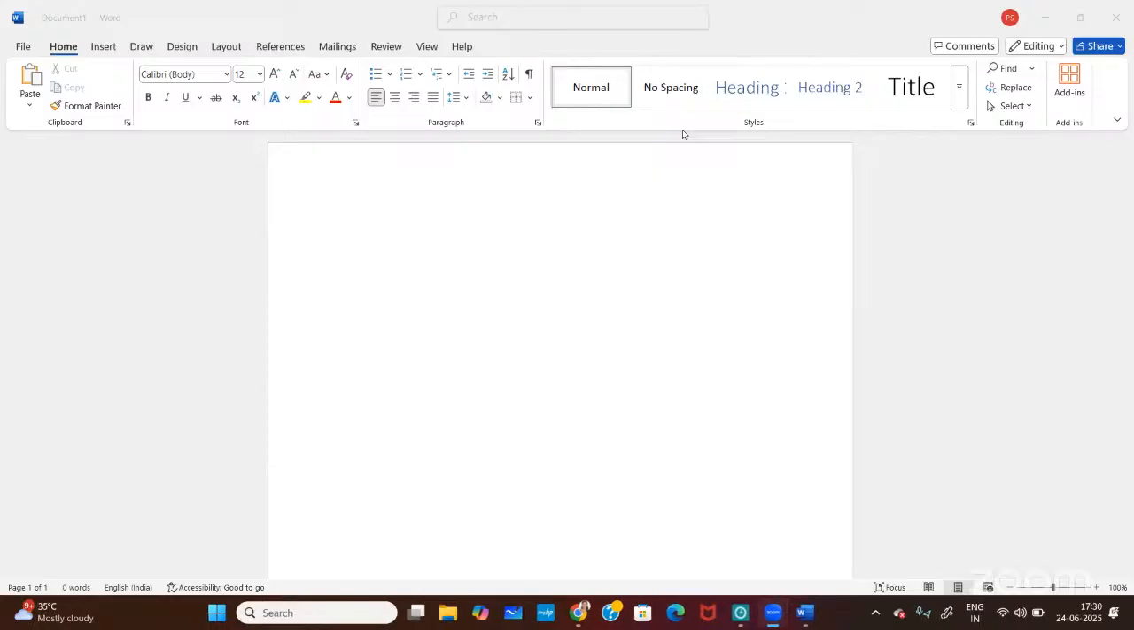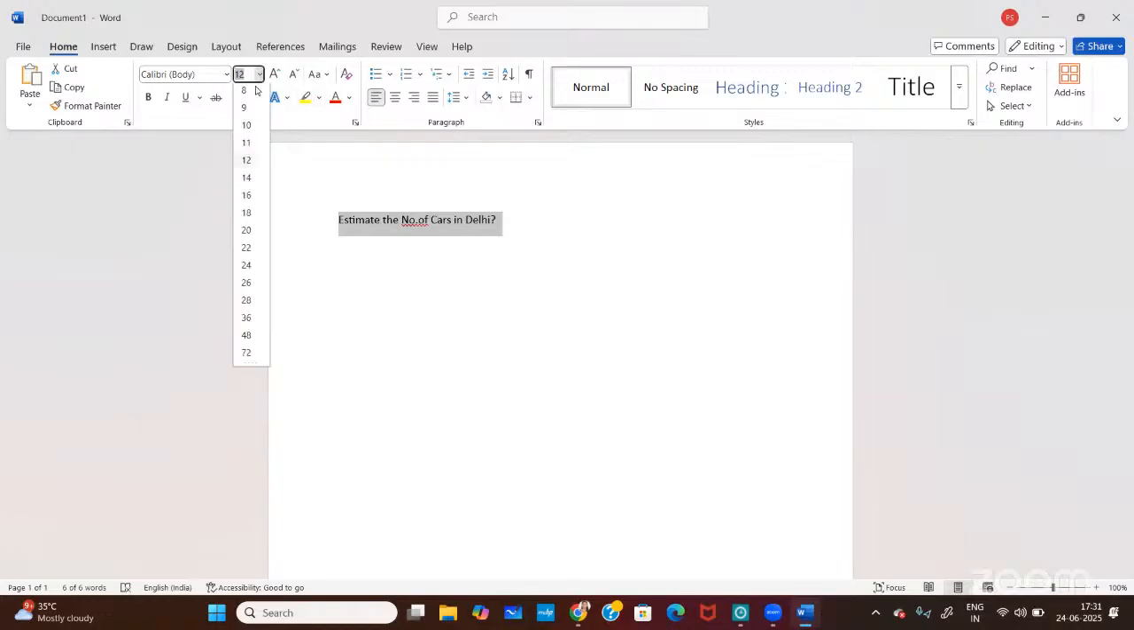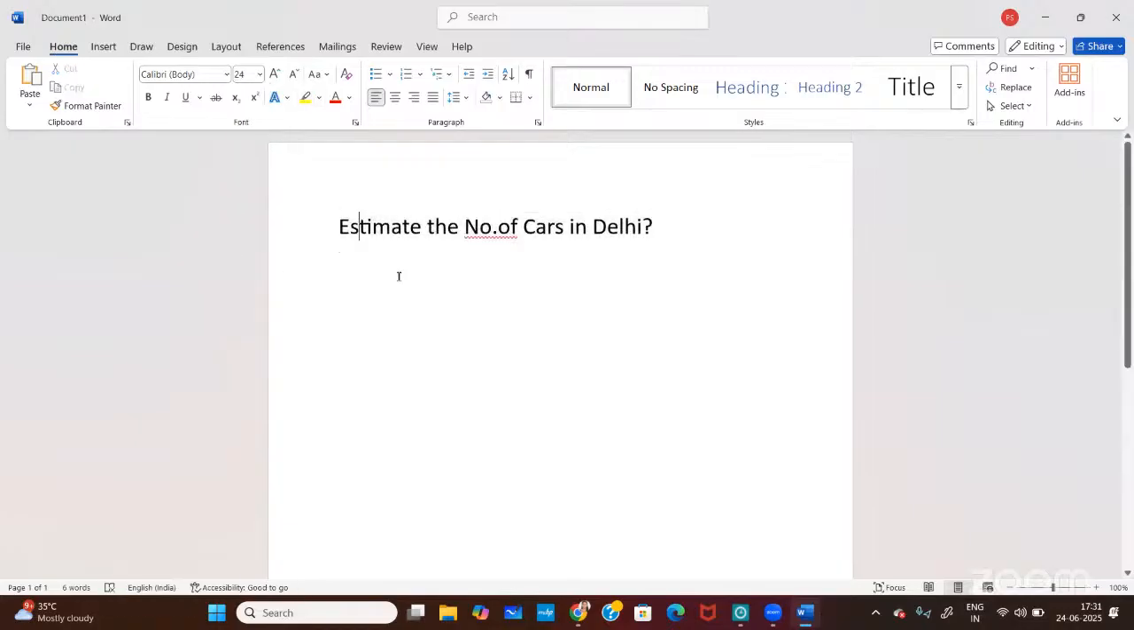So today's question would be: estimate the number of cars in Delhi. Instead of saying it, let me just type it over here. I think that would be better. So this would be a question, and we'll be trying to solve how to estimate the number of cars in Delhi.